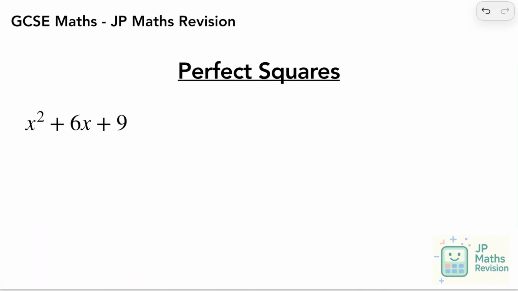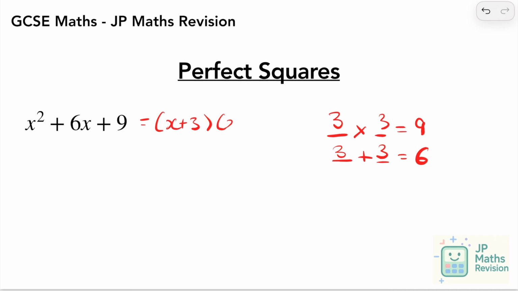So here we have x squared plus 6x plus 9. So if I factorize this, I need to think of two numbers that multiply to make 9 and add to make 6. So in this case, we have 3 and 3. So it's going to be x plus 3 times x plus 3. So because we're timesing x plus 3 by itself, it's going to be x plus 3 all squared.